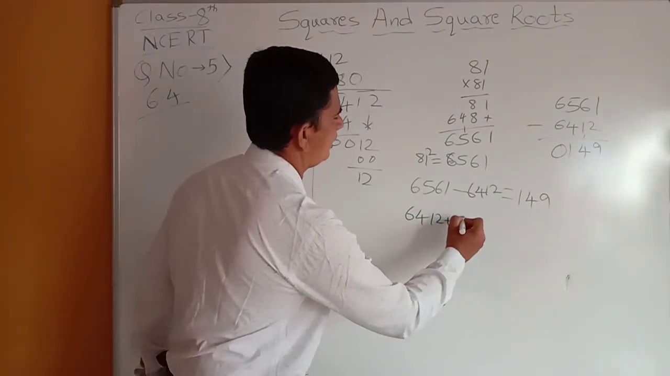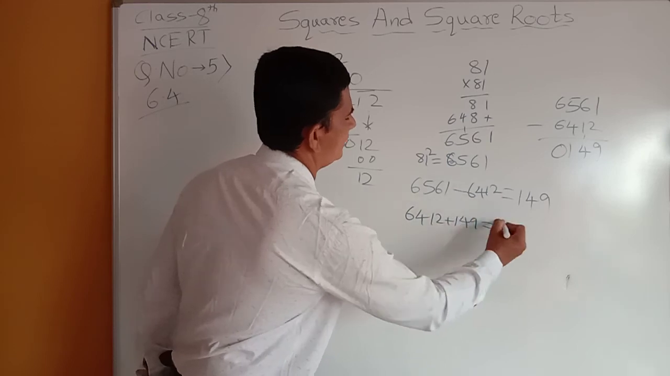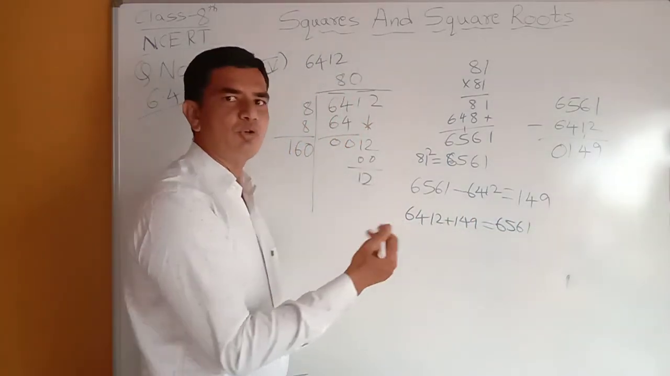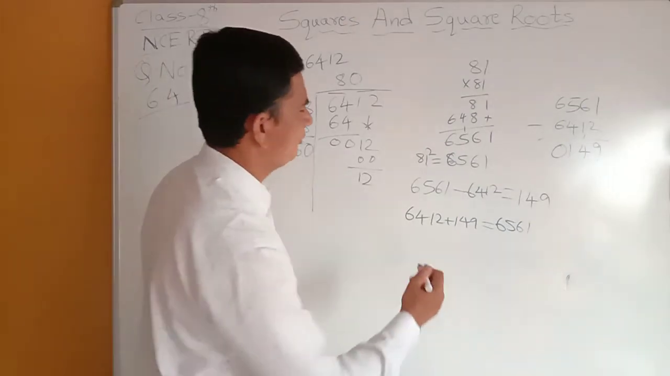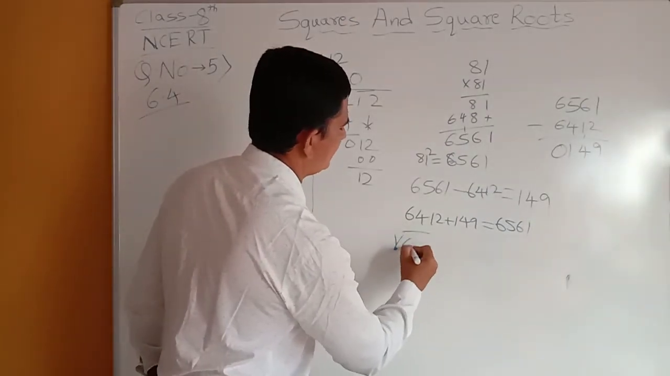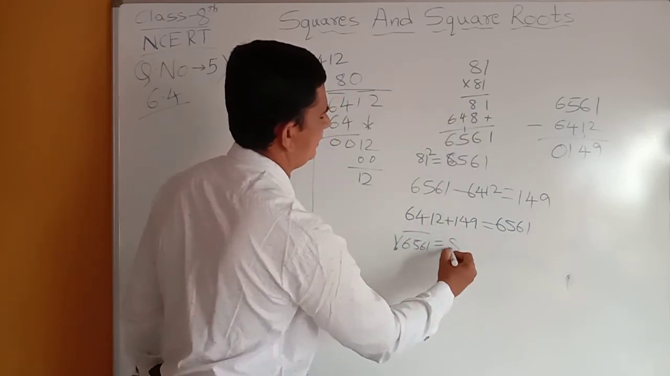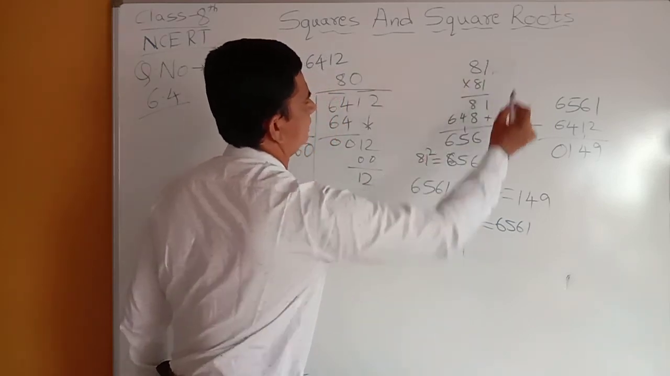So to make this number a perfect square, what number do we have to add? 6412 plus 149, then we will get 6561. Again, what do we have to do? We have to take the square root of that number. Square root of 6561 is equal to 81. Directly we can write this number.